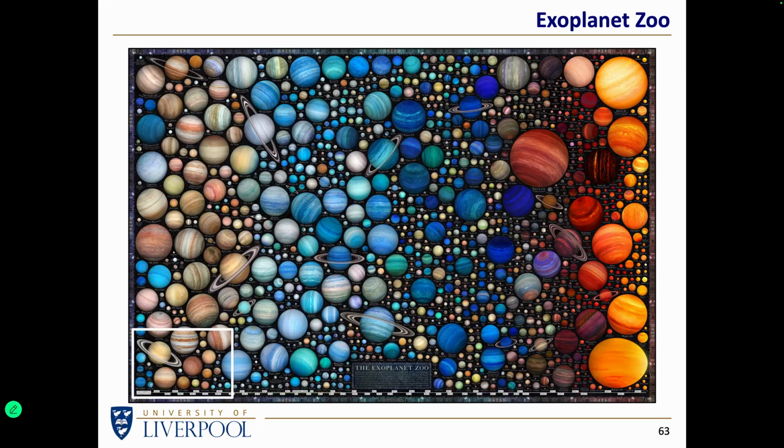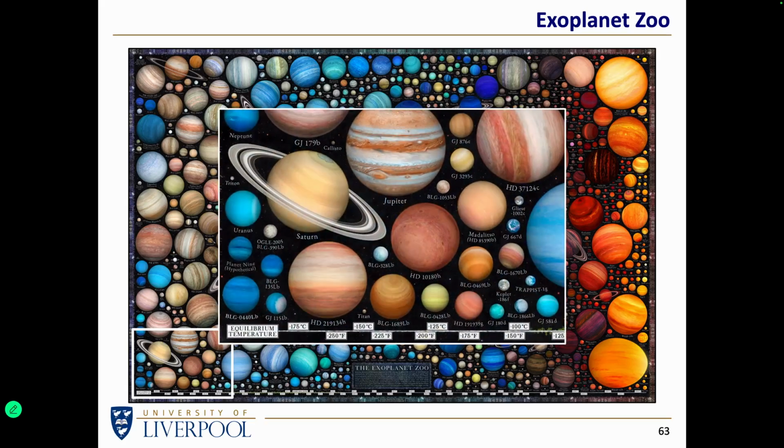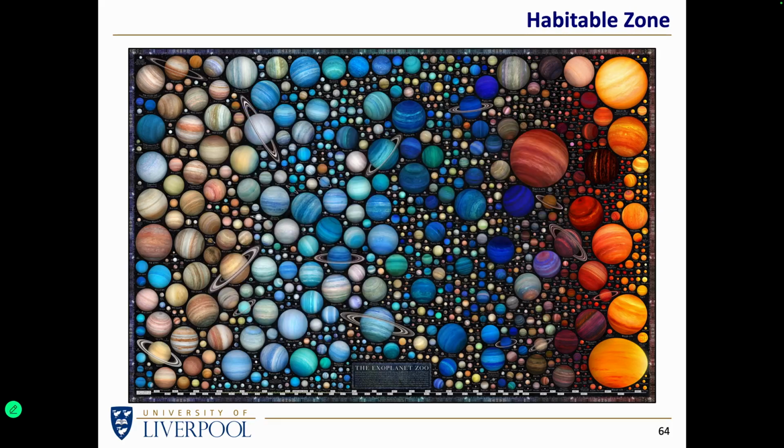Just to give us an idea of scale, some of the solar system planets are shown in this diagram. If we blow up that rectangle, we find there's the familiar Jupiter and Saturn and Uranus and Neptune, just to give you an idea. So you can see that Jupiter is a relatively large planet compared to all of the planets we've seen so far.